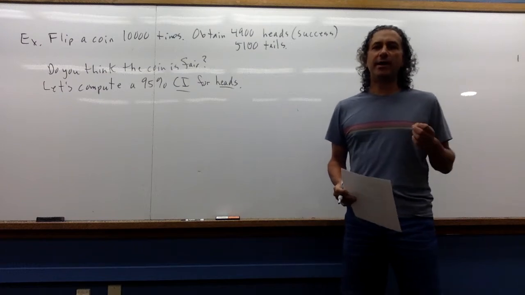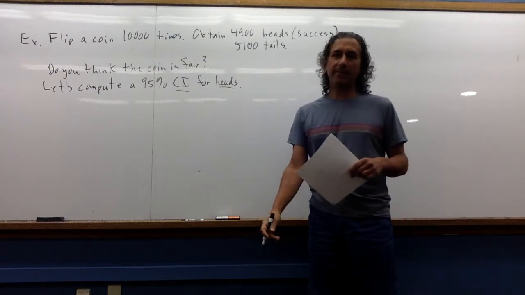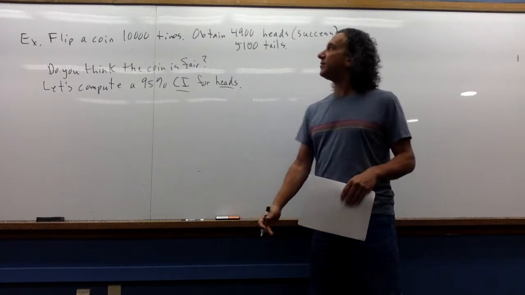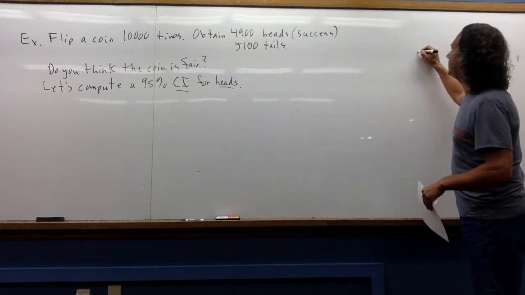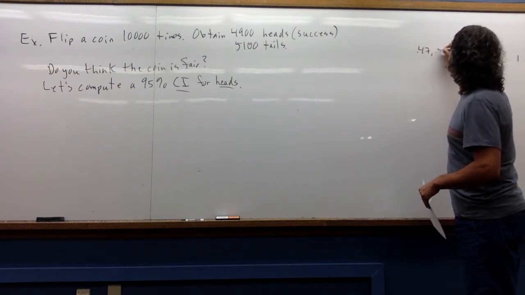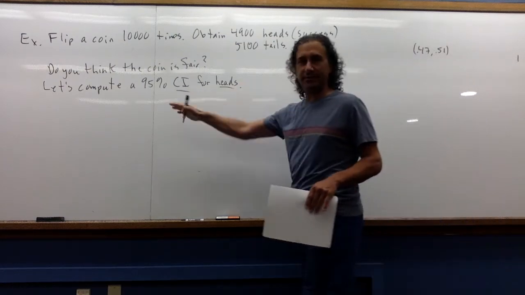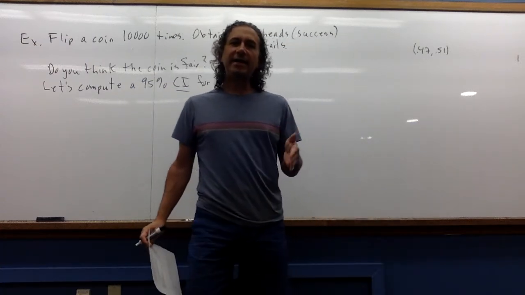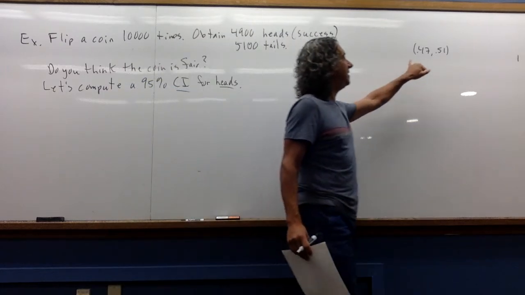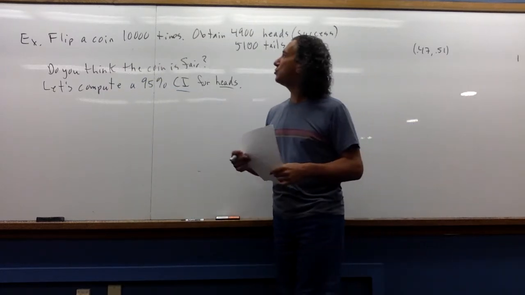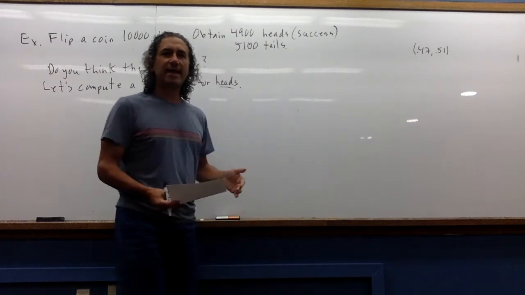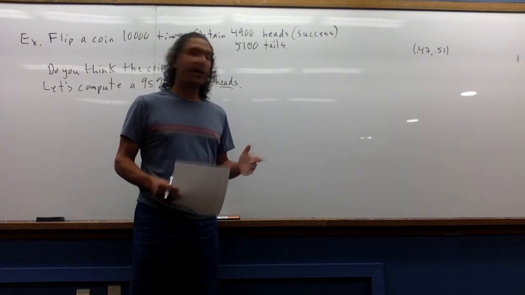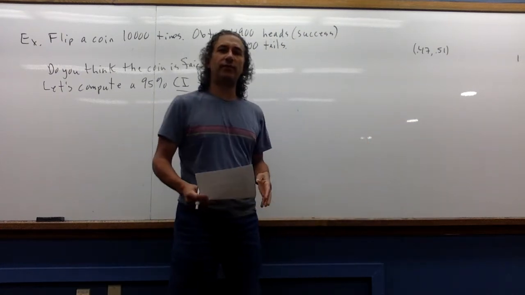If the interval that I come up with using the process that we're going to develop has 0.5 in it, so for example, let's say it turns out that I get 0.47 to 0.51 after I figure out how to do this. Well, if I get this, then this is telling me that I'm 95% confident that this interval captures the true proportion of heads. And in that case, yeah, I have no reason not to think that the coin's fair. Why? Because 0.5 is in that interval.